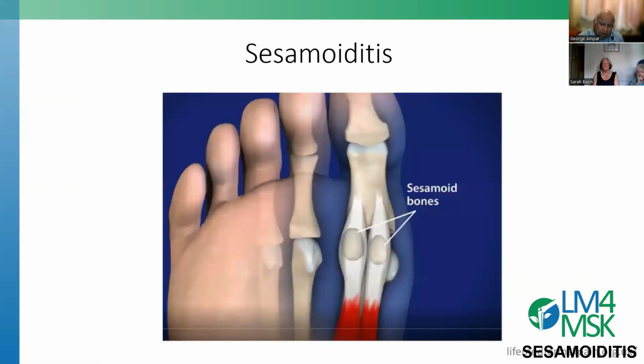What is sesamoiditis? For the great toe, we have two tendons, a flexor hallucis longus. There is a small bone within the tendon. A sesamoid bone is a bone which is inside the tendon. Now, our kneecap is a sesamoid bone. That is the biggest sesamoid bone in the body. If I explain to you why we have a kneecap, then I'll come back to the foot.